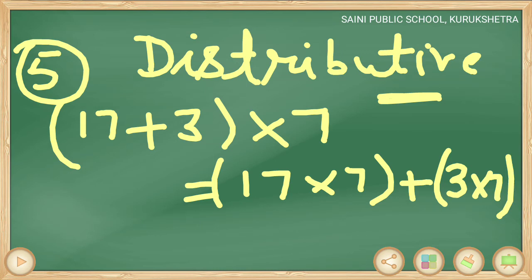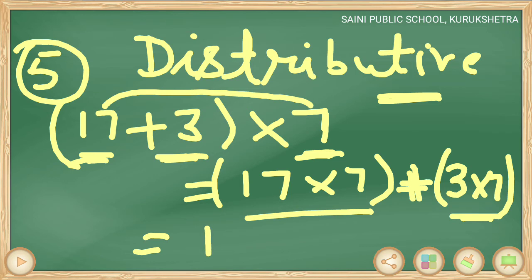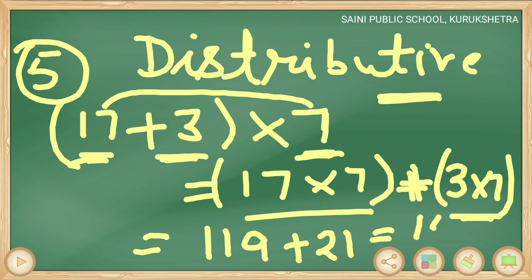Means here are two numbers and here is one multiplier. So the distributive property says we can regroup this multiplier with these two numbers. First of all, we will multiply the multiplier by the first number, then we will multiply it by the second number, and we will put a plus sign between these two products. 17 into 7 is 119, plus 3 into 7 is 21. So when we add these two numbers, our answer is 140.